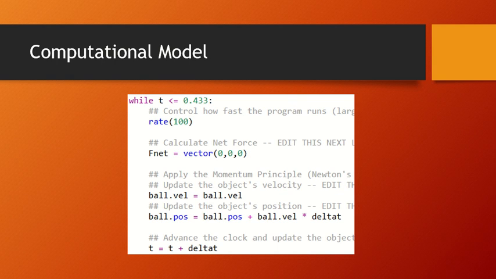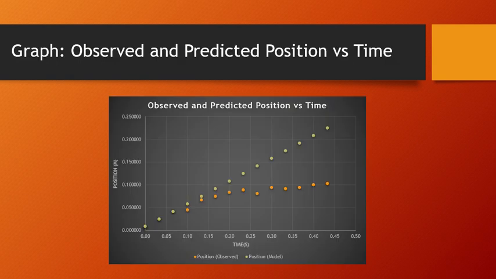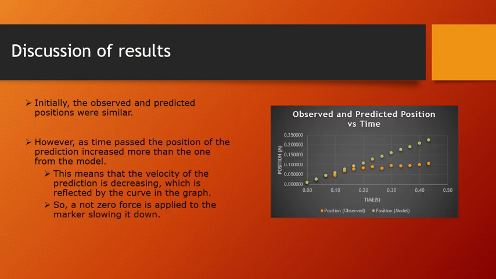this is how long my video is. This is the graph formed after using the data given by Tracker and by my computational model. The orange balls represent the observed positions, while the green balls represent the predicted positions. The x-axis is the time measured in seconds, while the y-axis is the position measured in meters. Initially, the observed and predicted positions were similar. However, as time passed, the position of the prediction increased more than the one observed. This means that the velocity of the observed object is decreasing, so a non-zero force is slowing the marker down.